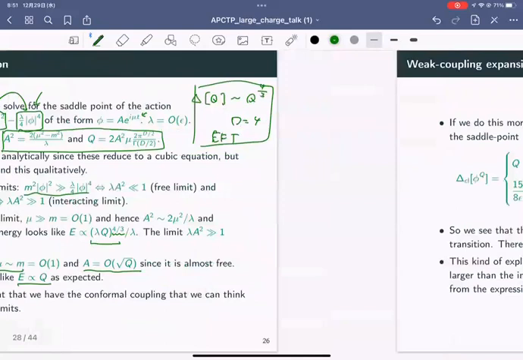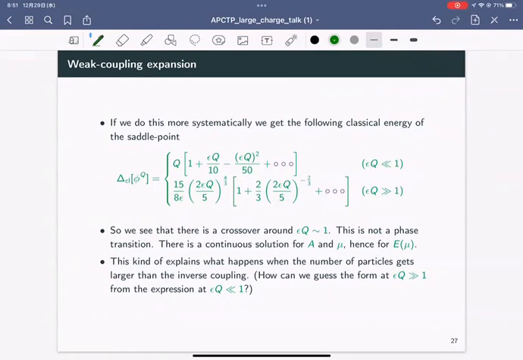Anyway, if we do this more systematically, we get the following classical energy of the saddle point. When epsilon times Q is much less than one, or much greater than one, we get this Feynman diagram type result, and this effective field theory type result, indicating a semi-classical scaling. In the first regime it's proportional to Q, so it's the Feynman diagram type result. And there is a crossover around epsilon times Q of order one.